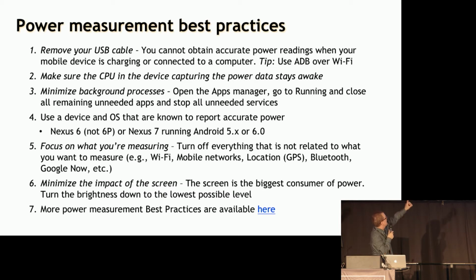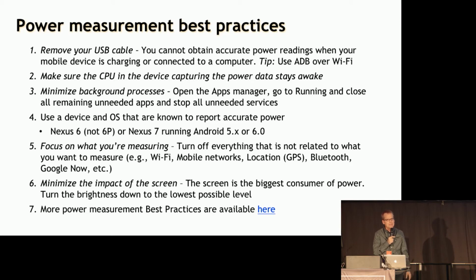That's easy to do. Make sure the CPU is awake at all times. We talked about that earlier. Minimize your background processes. That's really important. You also want to make sure you're using a device that reports accurate power. It used to be that was easy, and pretty much every Nexus device did. Two things have changed that have made it very difficult. Number one, some of the newer processors only report power updates every 30 seconds.